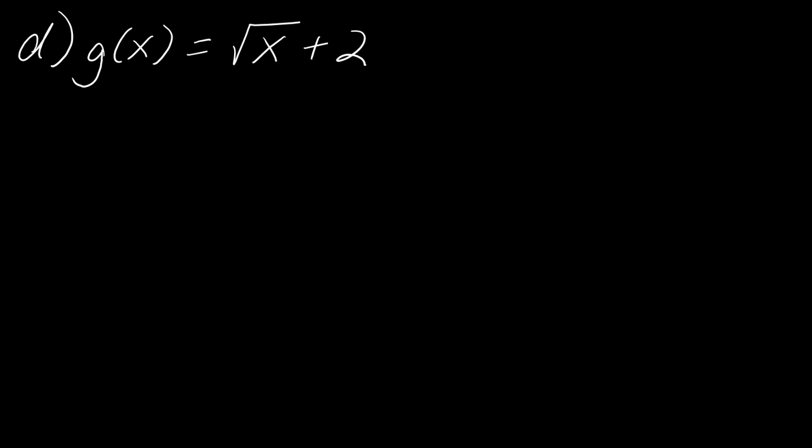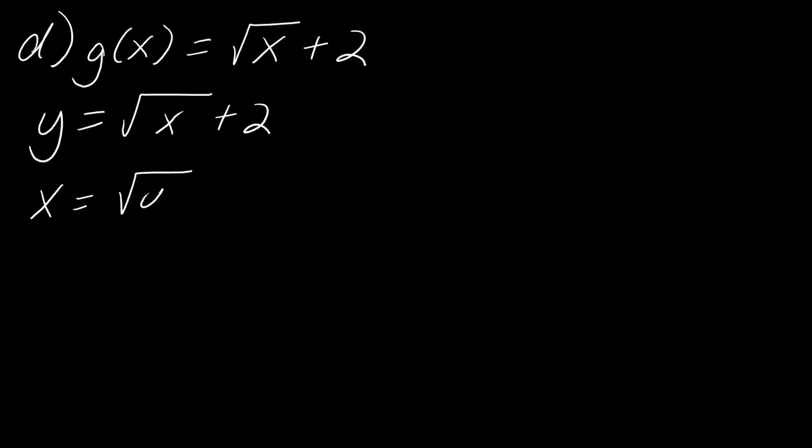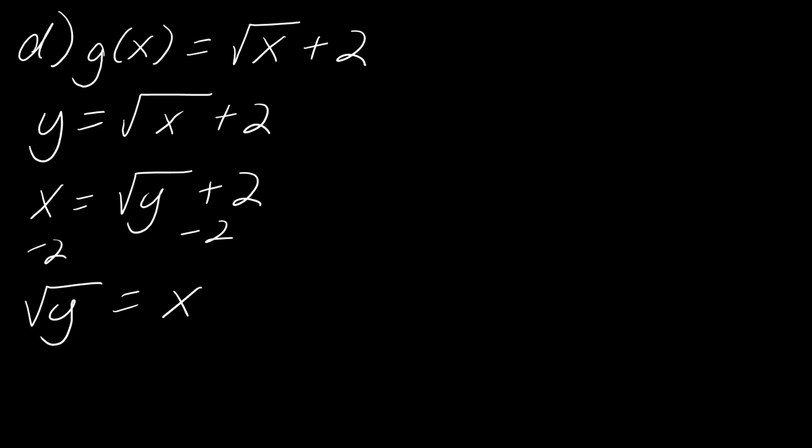Okay, and finally, this last one's kind of interesting, so I'll do it with you guys. So let's go ahead and do y equals the square root of x plus 2. So we go ahead and flip our x and our y so that we can find the inverse. And then I have to solve for y. So what I'm going to do is subtract the 2. So I have the square root of y equals x minus 2.